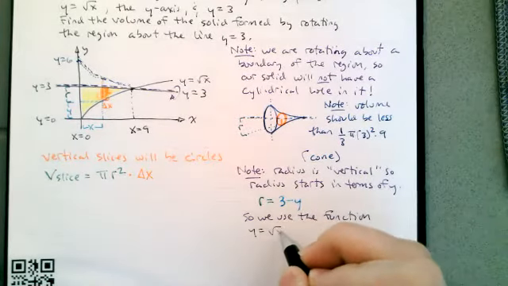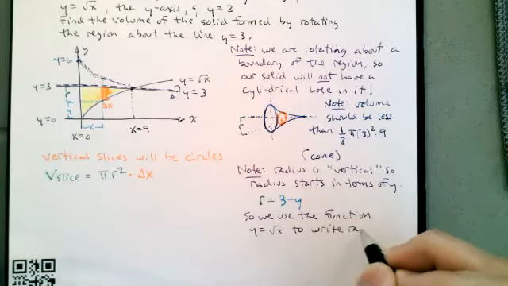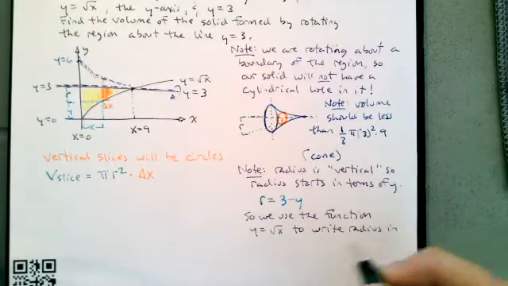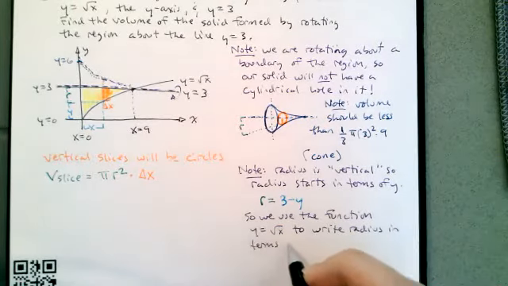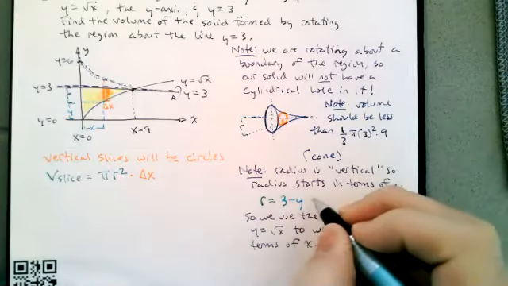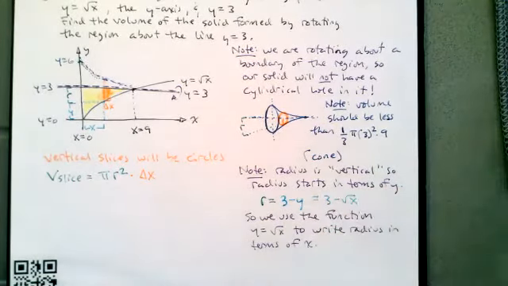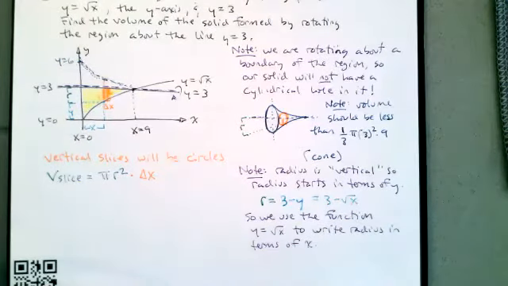Sorry, y equals square root of x, to write the radius in terms of x. So the radius is going to be written as 3 minus the square root of x. Now I have the radius in terms of x. I have delta x as my delta variable, so I'm ready to put this all together into the volume of the slice.